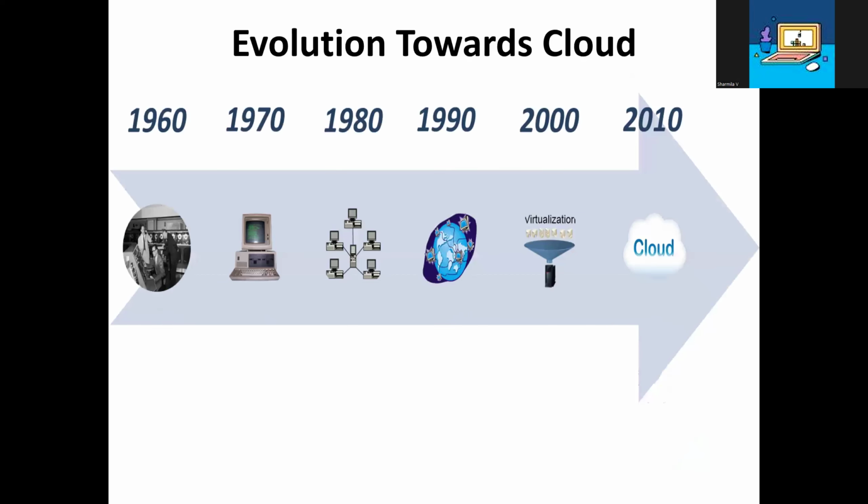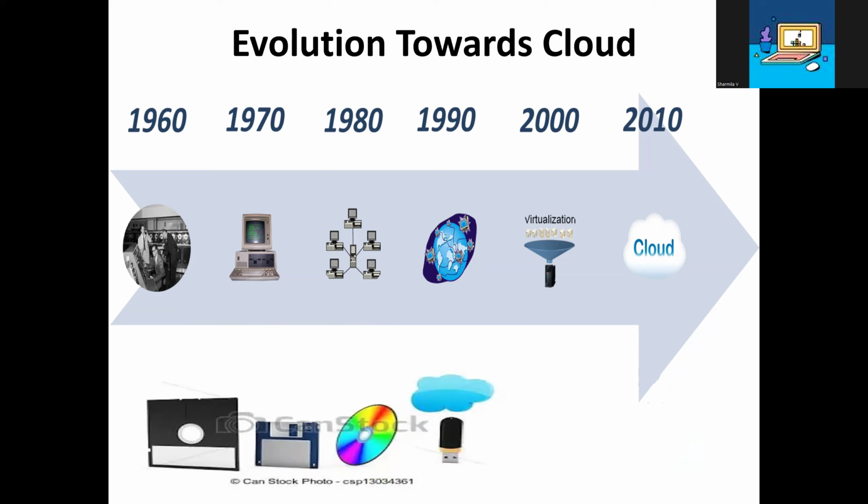Evolution towards cloud. In 1960, when computers were just starting, the system was a room full of machines. It was very big and used to compute arithmetic operations. In 1970, we got the desktop. In the 1980s, networks evolved. In the 1990s, the web arrived. In 2000, virtualization happened. In 2010, the cloud was born. At that time, we were discussing cloud.